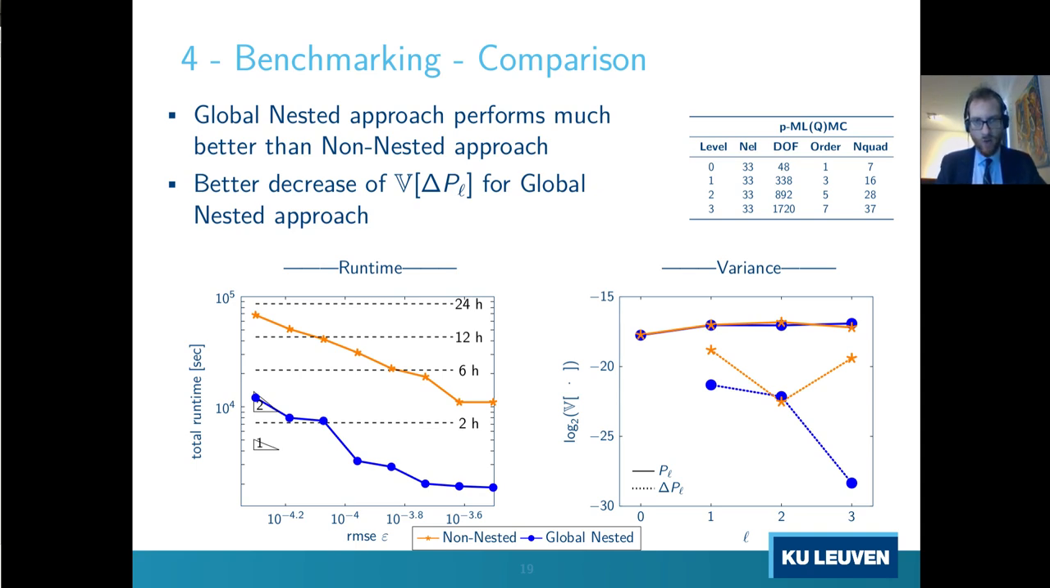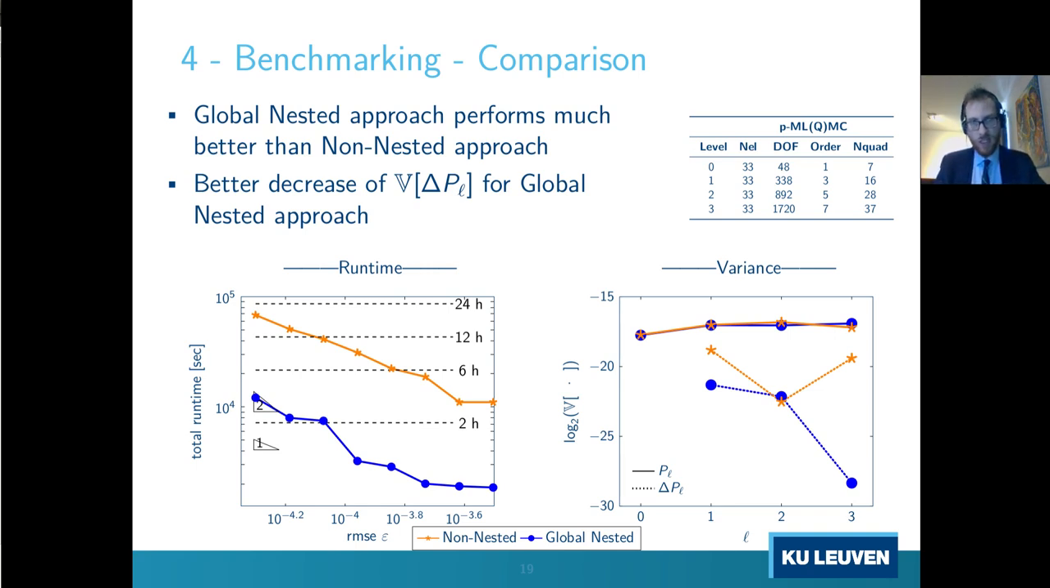You see the runtime of the non-nested approach is much higher than that of the global nested approach, and the origin of this higher runtime can be found in the variance of the differences. The variance of the difference decreases faster when you use the nested approach than when you use the non-nested approach. This is due to the correlation of these fields and the correlation of the finite element solution. So here we can conclude that the global nested approach performs better than the non-nested approach.